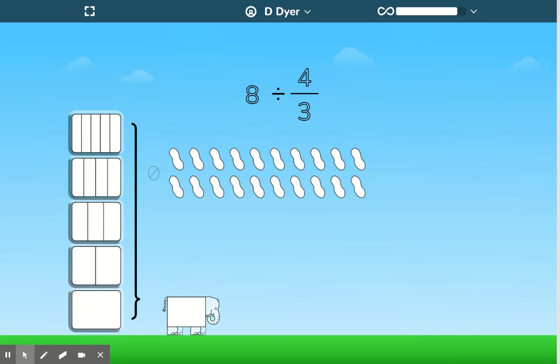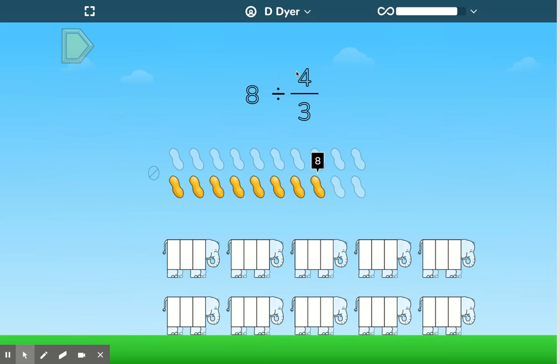But this statement is telling us that there's 8 nuts, and I have to divide it into 4/3 of an elephant. So 4/3 of an elephant, I want to make each elephant have thirds because I need 4/3 of an elephant. And I'm going to go 1, 2, 3. There's my 4/3 of an elephant. So how many nuts per elephant when 8 nuts is divided into 4/3 of the elephants?